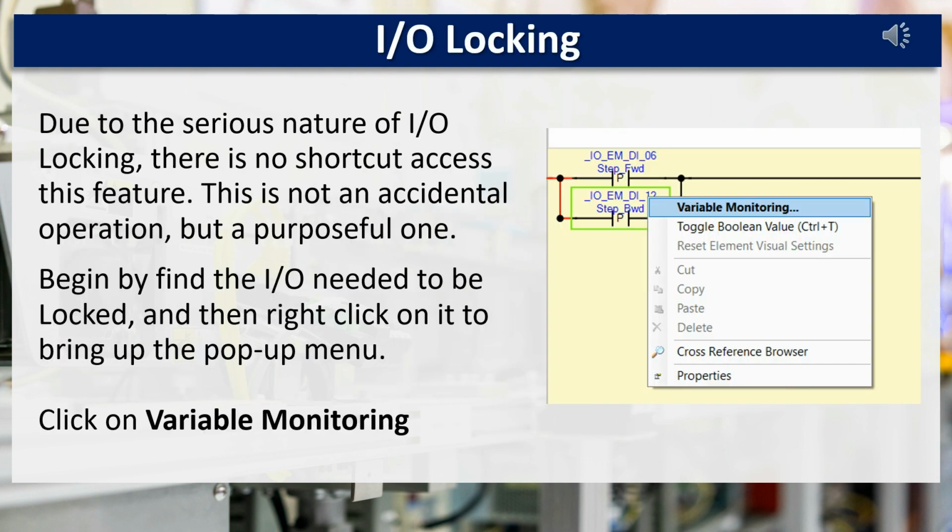Due to the serious nature of I/O locking, there is no shortcut access to this feature. This is not an accidental operation, but a purposeful one. Begin by finding the I/O needed to be locked and then right-click on it to bring up the pop-up menu. Then click on Variable Monitoring.